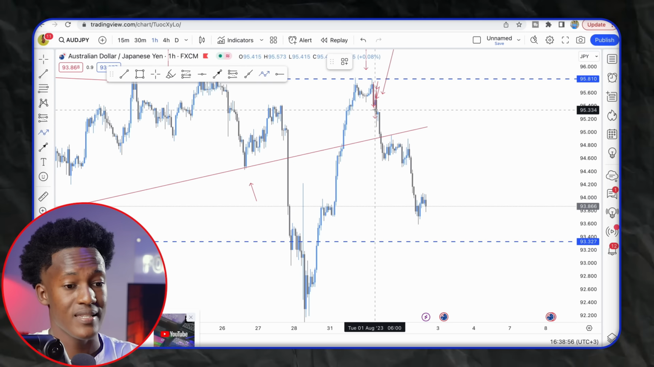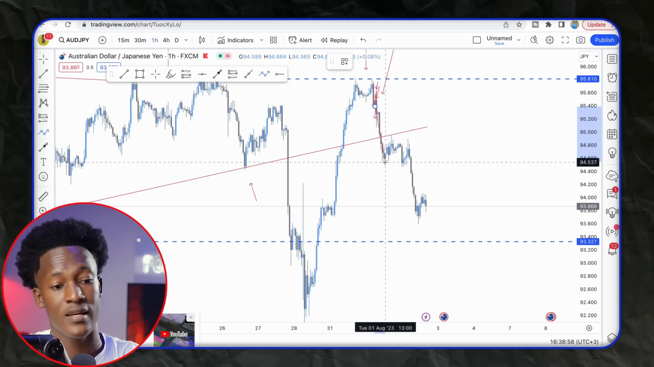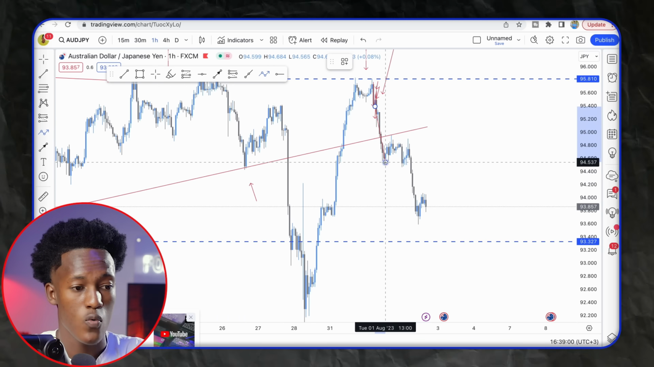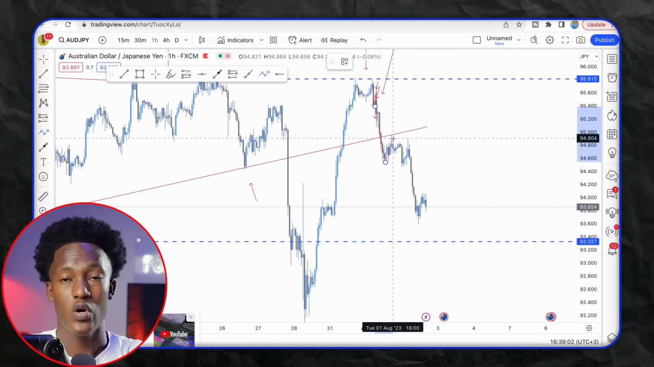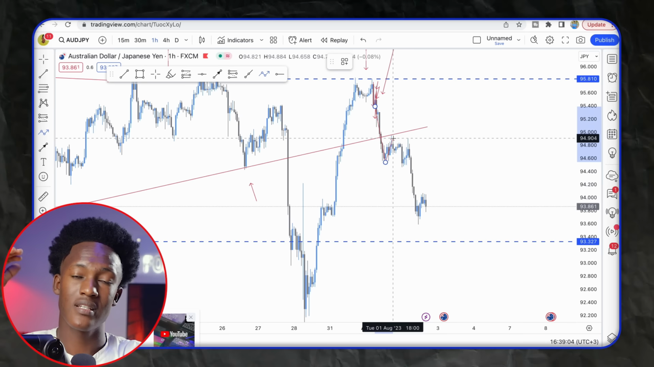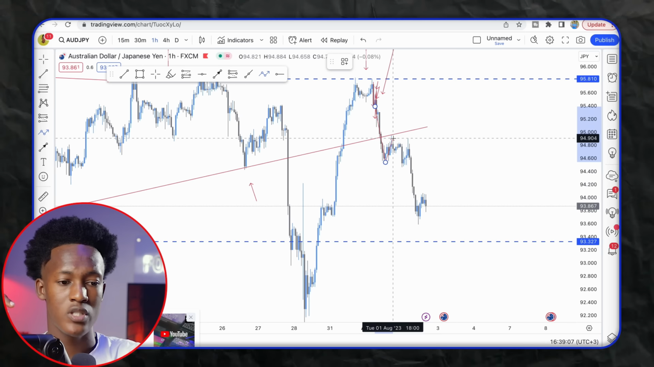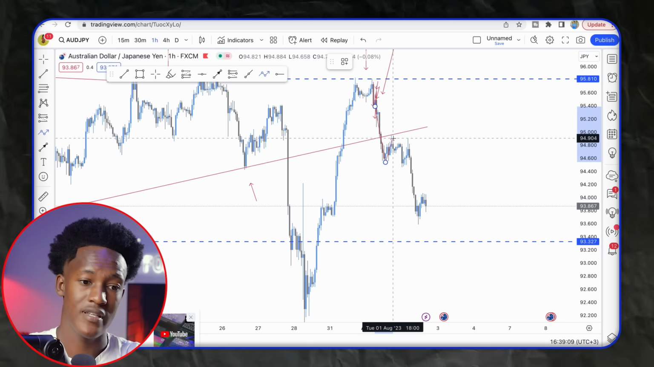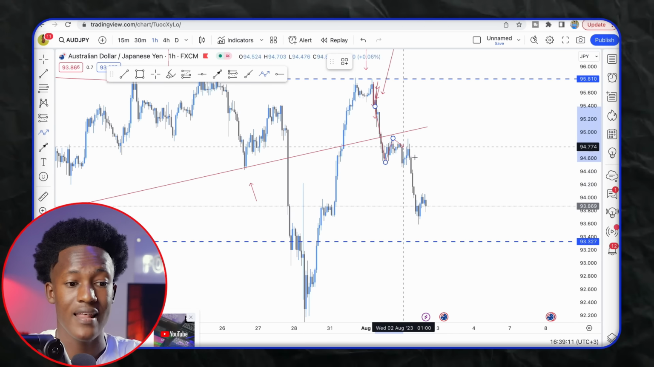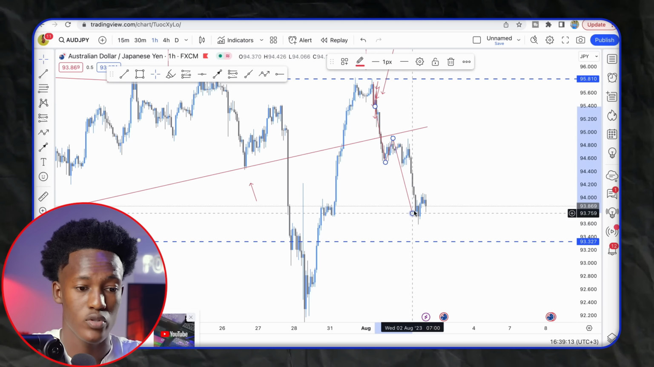You can see that the price came and broke through the trend line, and guess what we saw next? We saw a retest. So a retest is the price just bouncing back to that level to show some reaction and then move even down more. So it happened, and then this is where I took my trade immediately.